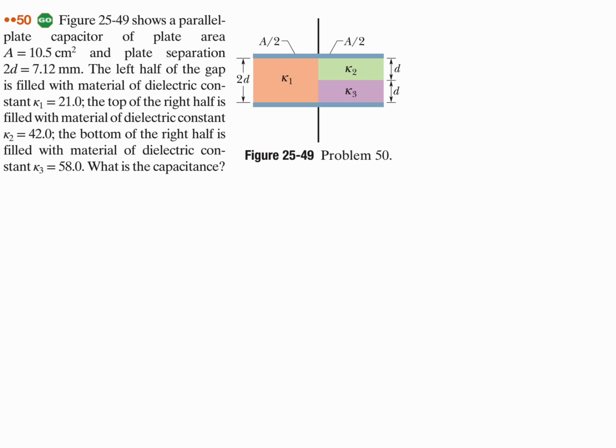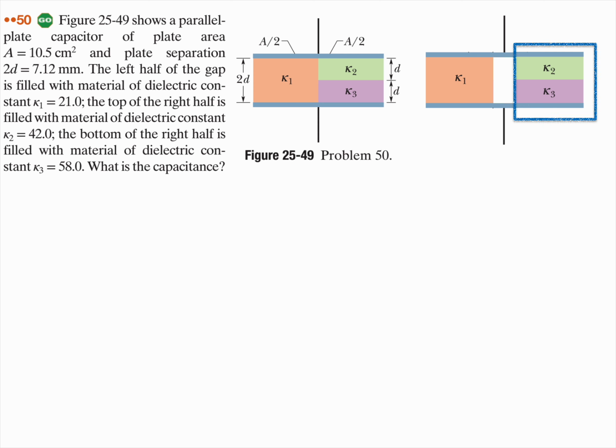What's the total capacitance? Again, just a quick reminder, you can split this up, and I'm drawing it like this. It's really two capacitors in parallel. What I want to focus on first is the right-hand side. If you look at those two capacitors, you can think of them as two capacitors in series. The part with K2 is in series with the part that has K3. Let's figure out the capacitance of both of those first.